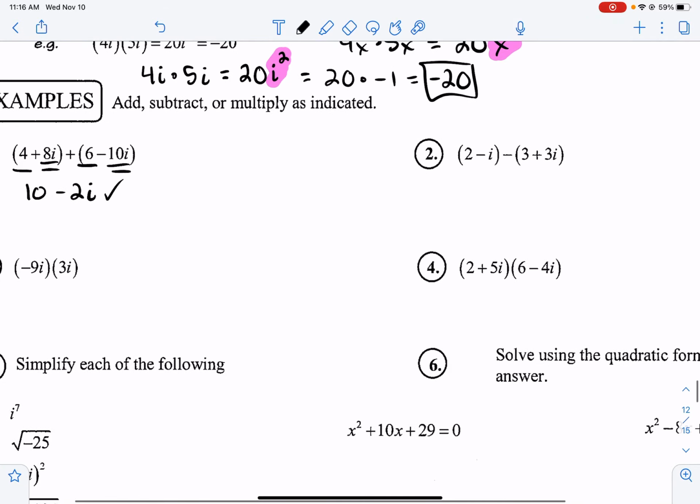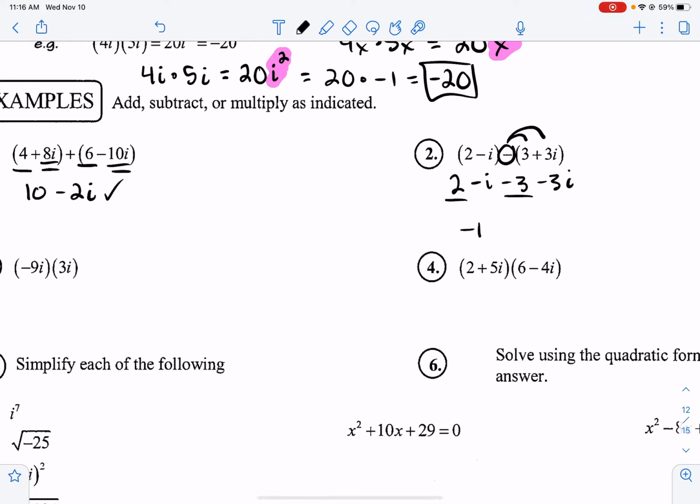Number 2 has this negative in the middle. So I have 2 minus i, but then I have to distribute that negative. So I would rewrite this one: 2 minus i minus 3 minus 3i. And then I just combine like terms. 2 and negative 3 become negative 1. Negative i and negative 3i become negative 4i. And that would be my final answer, that's as far as I can simplify that one.